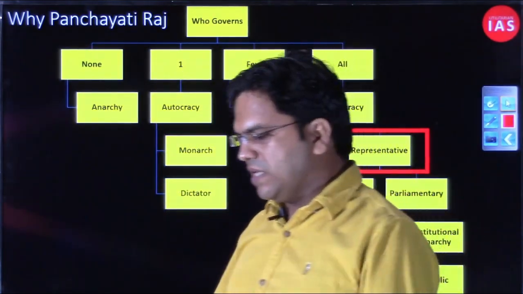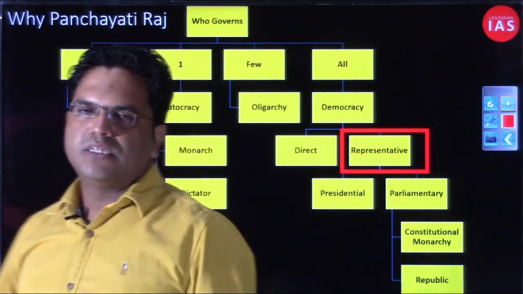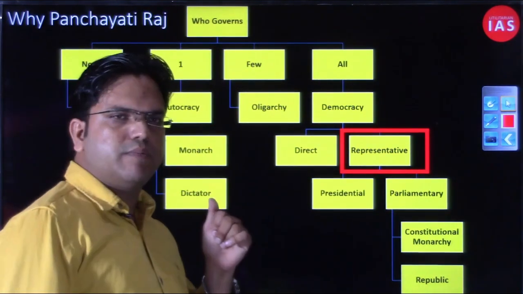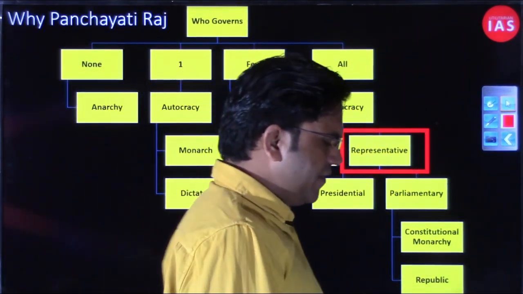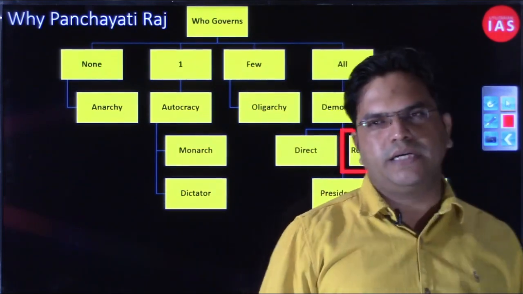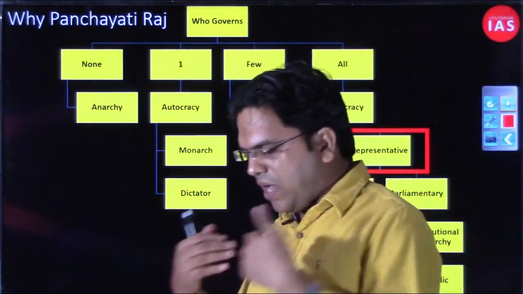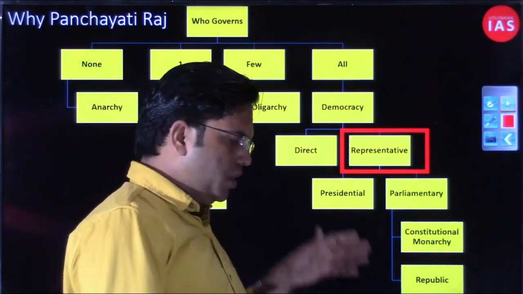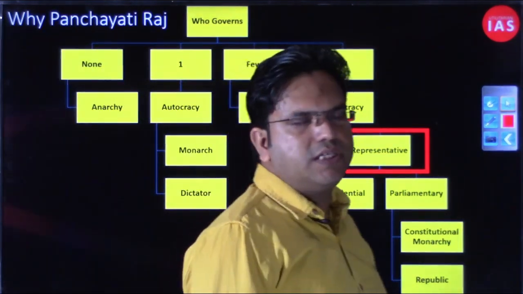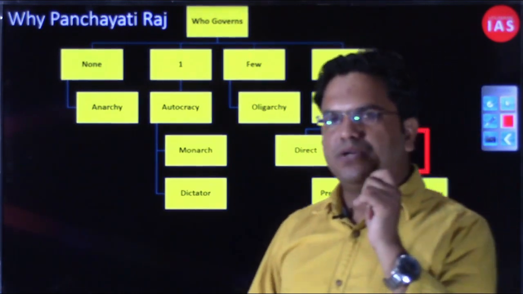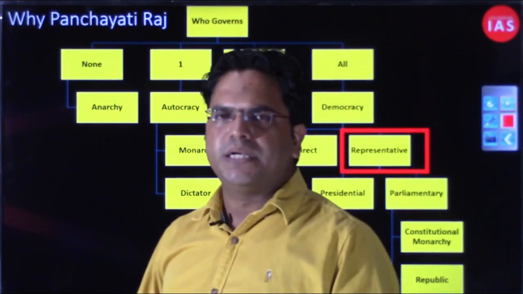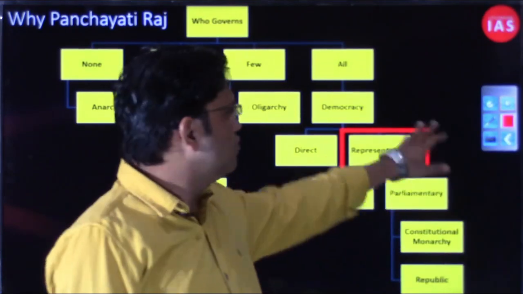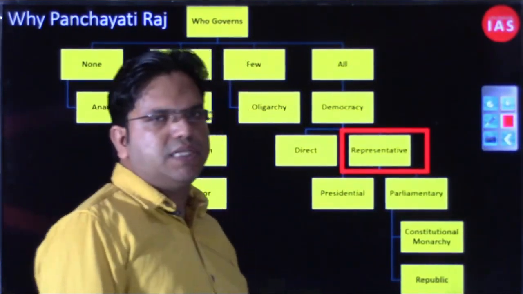We elect 700 or 800 odd people. At the parliamentary level, you have the Rajya Sabha and the Lok Sabha, where we have elected or nominated 800 people, and they act on our behalf, because it is not possible for 1.35 billion people to directly participate in decision making, law making and policy making. That's why we have opted for the representative system.